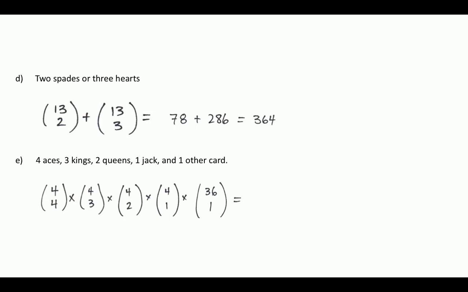So we're going to say 36 choose 1, which is, of course, when multiplied together, a pretty large number. Because we get 1 times 4 times 6 times 4 times 36. And we get 3,456 ways of choosing 4 aces, 3 kings, 2 queens, 1 jack, and something else.